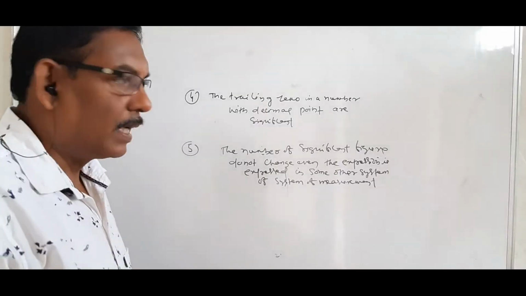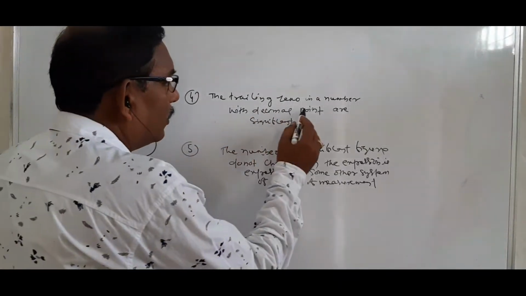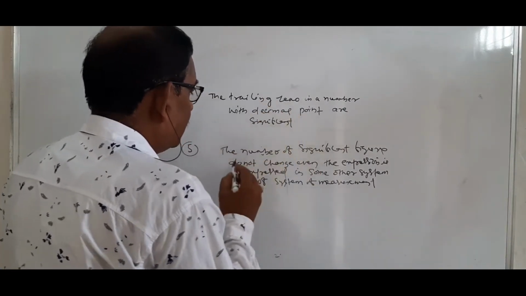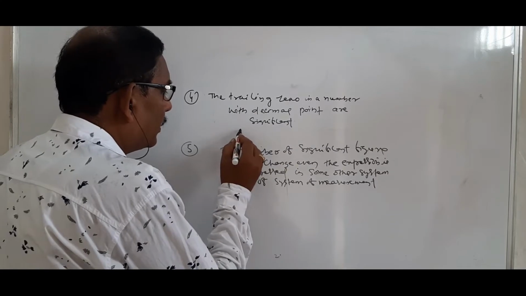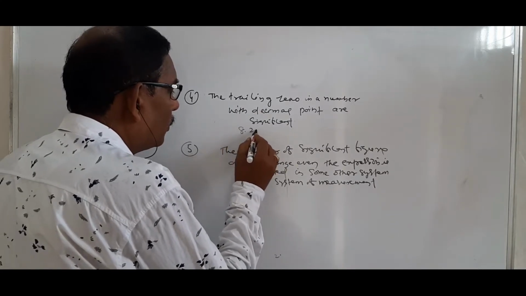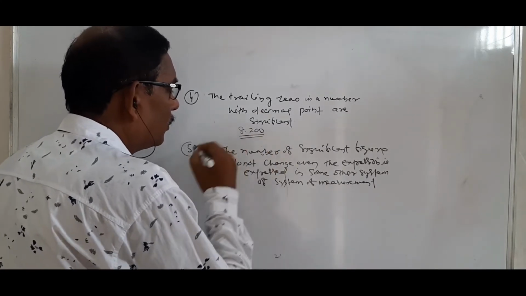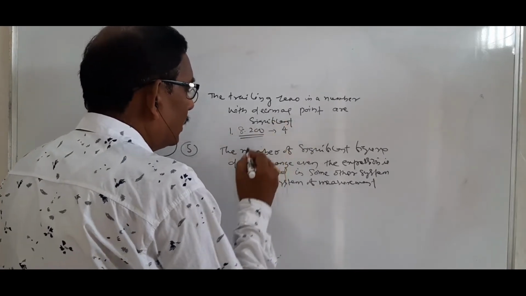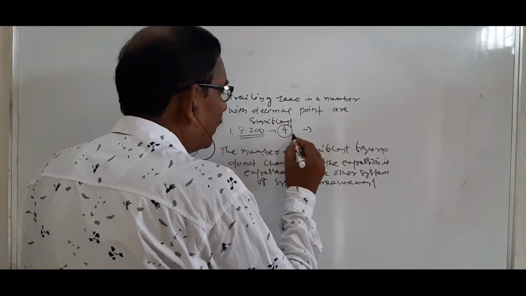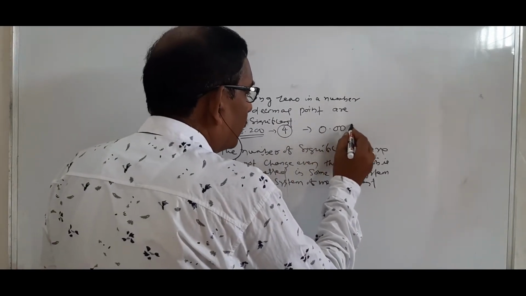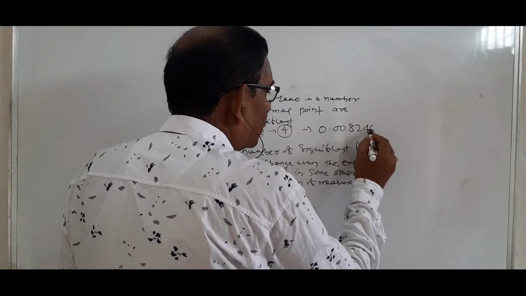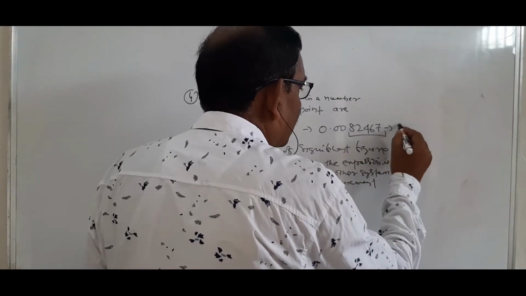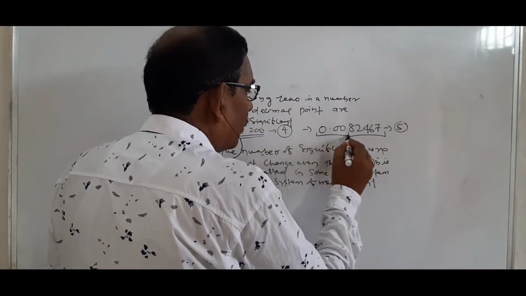Okay. Next: the trailing zeros in a number with a decimal point are significant. Take an example, 8.200. Okay, so this has 4 significant figures. Similarly, take another example, 0.0082467. Here there are 5 significant figures. Don't count the leading zeros.